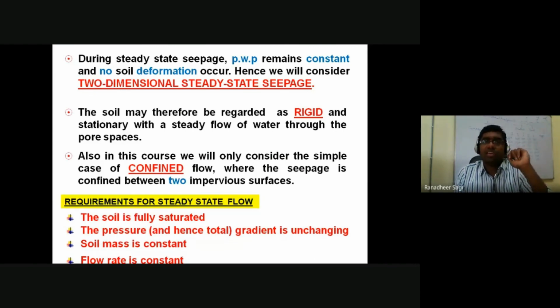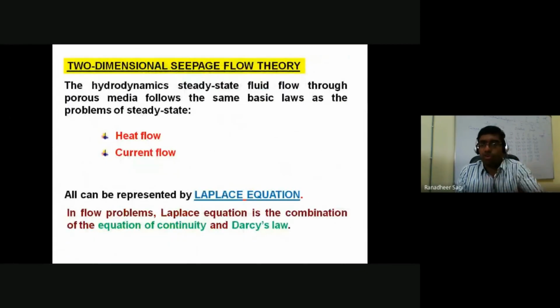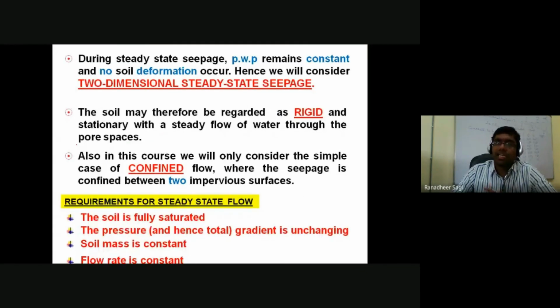The soil may therefore be regarded as rigid and stationary, with the flow taking place at a steady state condition. And also in this particular course, we will only consider the simple case of confined flow. We are not going to look at problems related to unconfined flow. What does confined flow mean? The seepage happens between two impervious surfaces; only between two impervious regions does the flow condition exist.